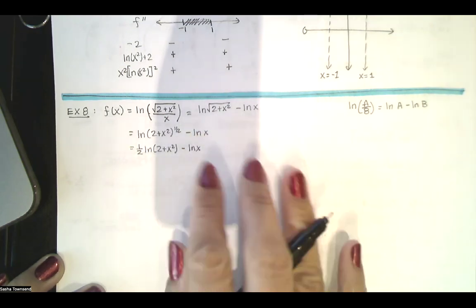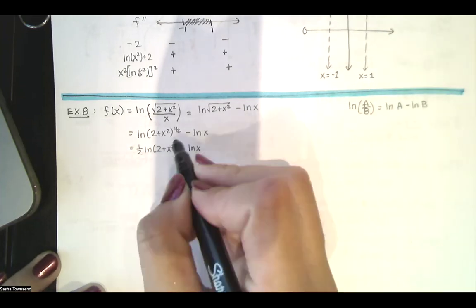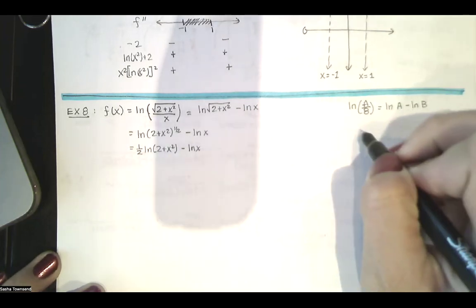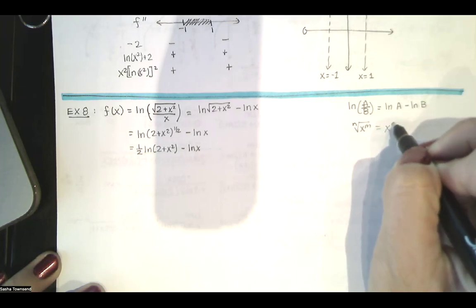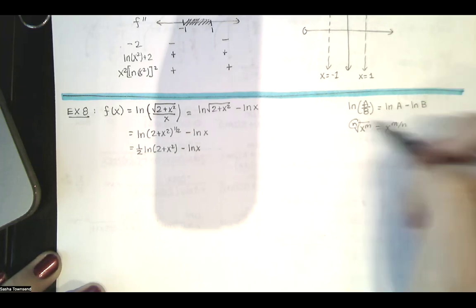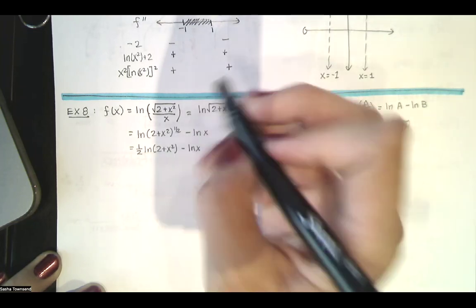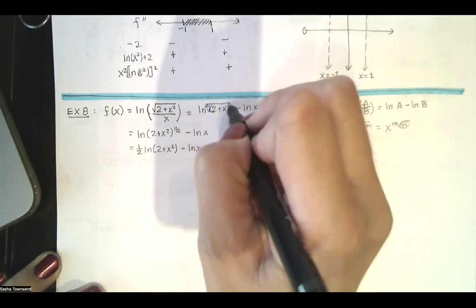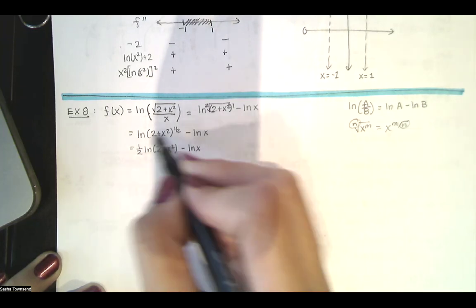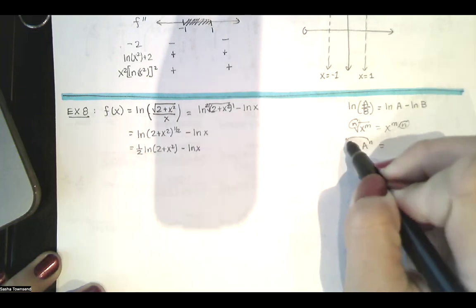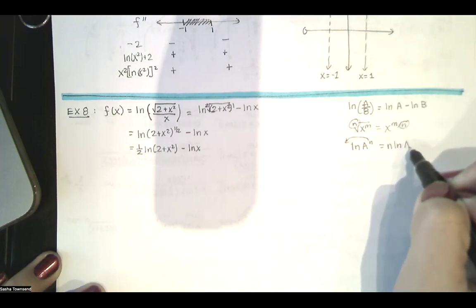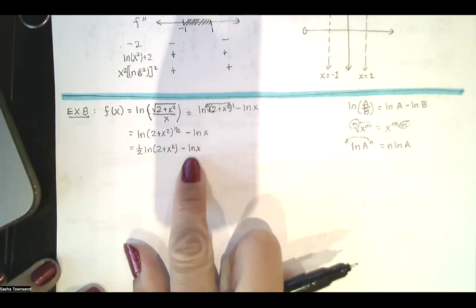Now I forgot to compute the domain, and I used a property there. The nth root of x to the m is x to the m divided by n. So the index of the radical goes in the denominator. That's what we did there. There's an implied 2 there and an implied 1 there. And then here we just use this property, log of a to the n is n times log of a. So you can bring that power out front and we get this.